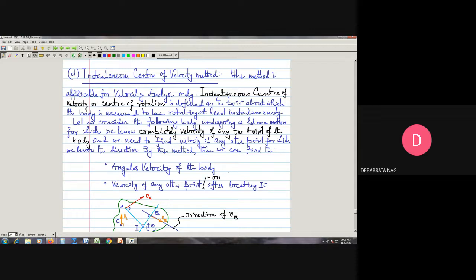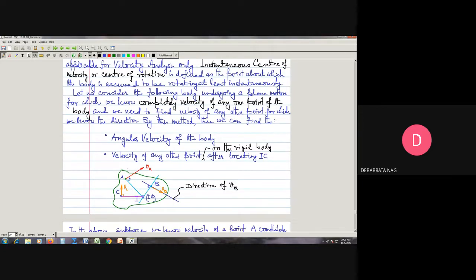So we can say any other point on the rigid body after locating the instantaneous center of rotation. For that case, let us take this example. Suppose that this is a rigid body which is undergoing a general plane motion, and let us consider the point A belonging to the body, for which I know completely the magnitude of the velocity of this point, I know its direction and I know its sense.